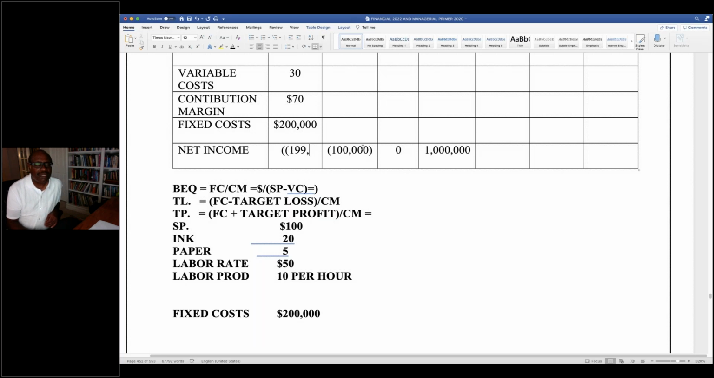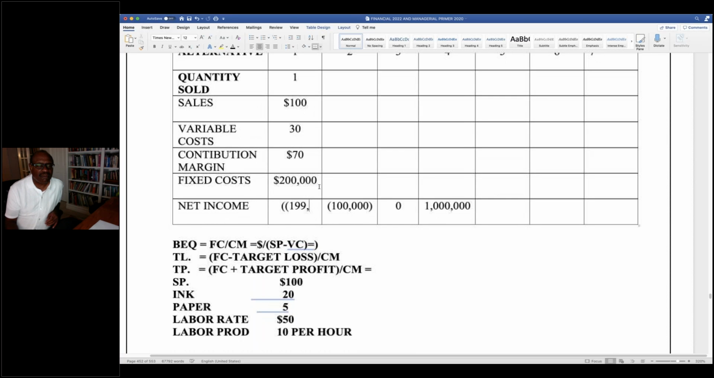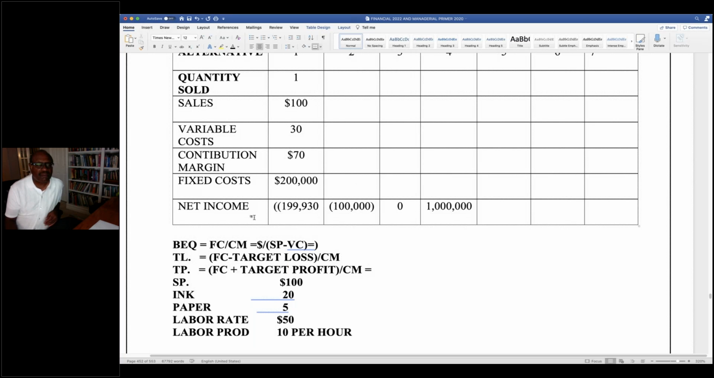There's no formula. It's just an income statement. You know how to do it? You just subtract the $100 that we made from our fixed costs. You made 70. So we subtract $70 from 200,000. Yes. That's 199,930. Yeah. I don't like this.